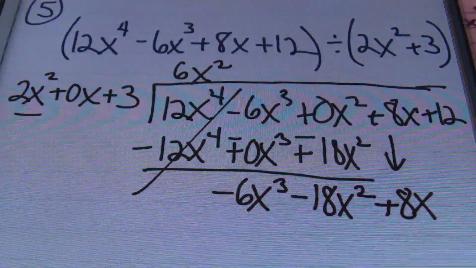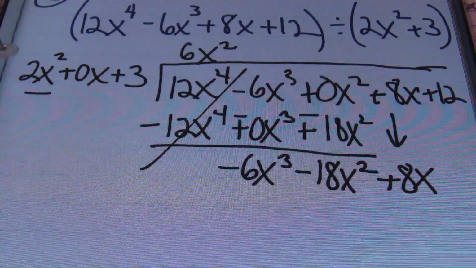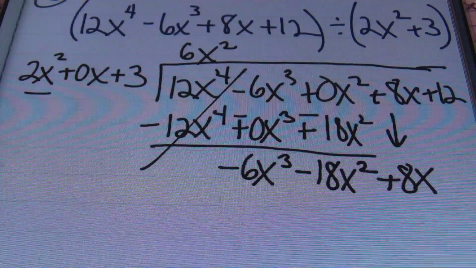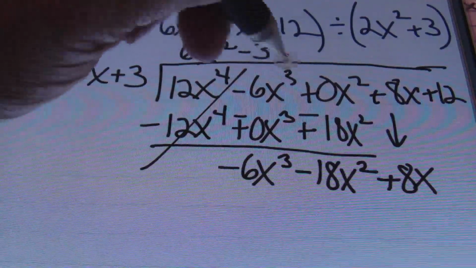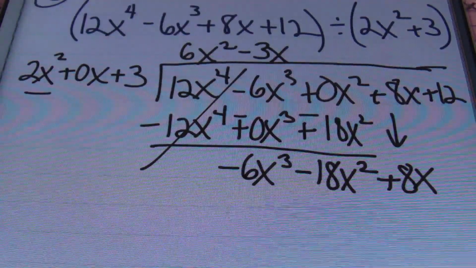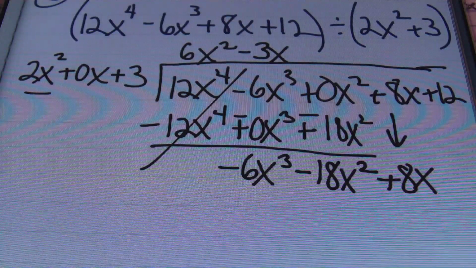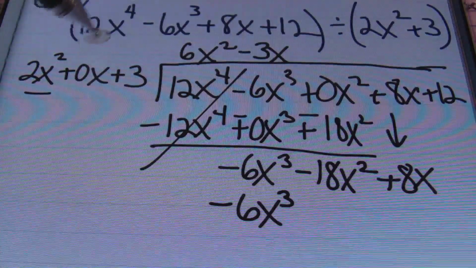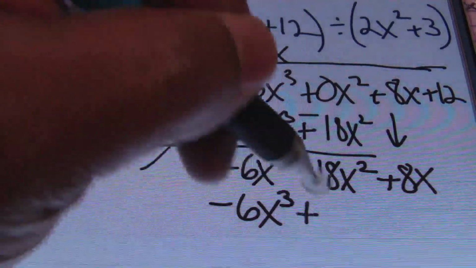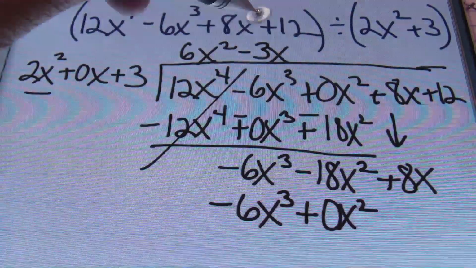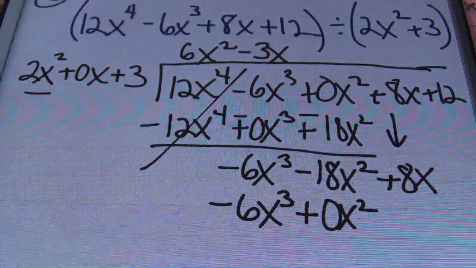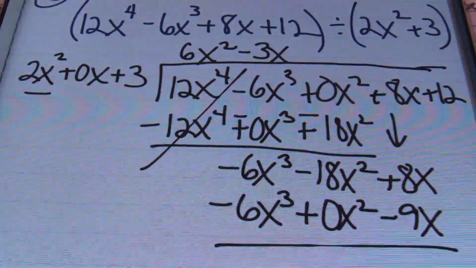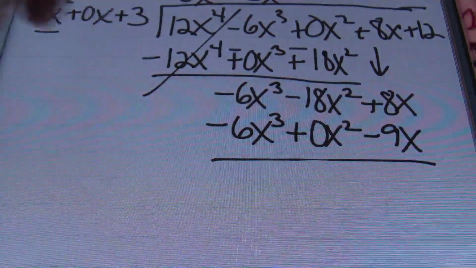And the next thing I want to do is see what I need to multiply 2x squared by in order to get a negative 6x cubed. And that's going to be negative 3x, just like that. So negative 3x times 2x squared, that gives me my negative 6x cubed that I needed. Negative 3x times 0x is just 0x squared. Then negative 3x times 3, that gives me negative 9x. And then what do I need to do, ladies and gentlemen? You got it. I need to change the signs.